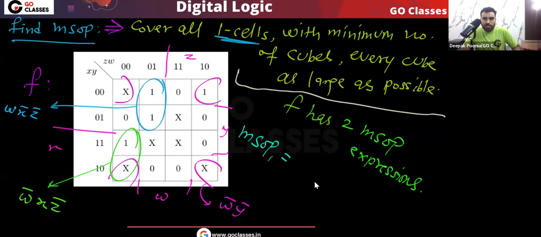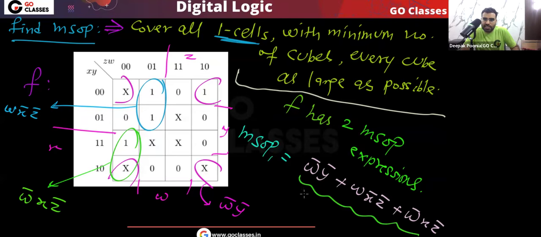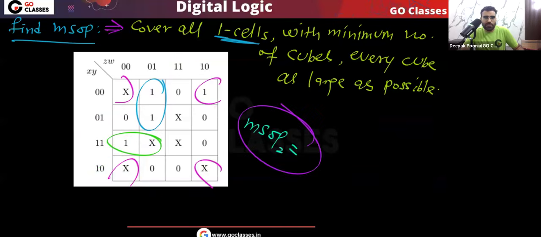So finally, the minimal SOP expression will be W bar Y bar, or W X bar Z bar, or W bar X Z bar. You can stop here. You don't have to find the remaining minimal SOP, because I told you that all the minimal SOP will have the same number of terms, same number of literals. So you can easily see that here I have 3 terms, and in total how many literals? 3, 3, 2, 8 literals.